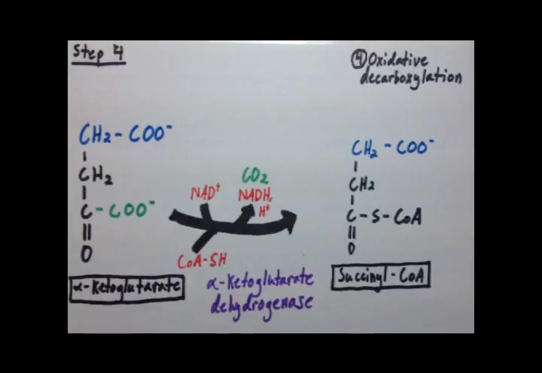For step 4, you start with alpha-ketoglutarate, and you're going to have another oxidative decarboxylation. And what that means is your first two cofactors are NAD+ and CoA-SH, and alpha-ketoglutarate dehydrogenase is going to work upon the molecule, and you're going to end up with CO2, NADH, an extra proton, and then succinyl-CoA. And so you've lost 2 of your carboxylic groups, and so now you've gone from a 6-carbon molecule to a 5-carbon molecule. Now you're at a 4-carbon molecule.